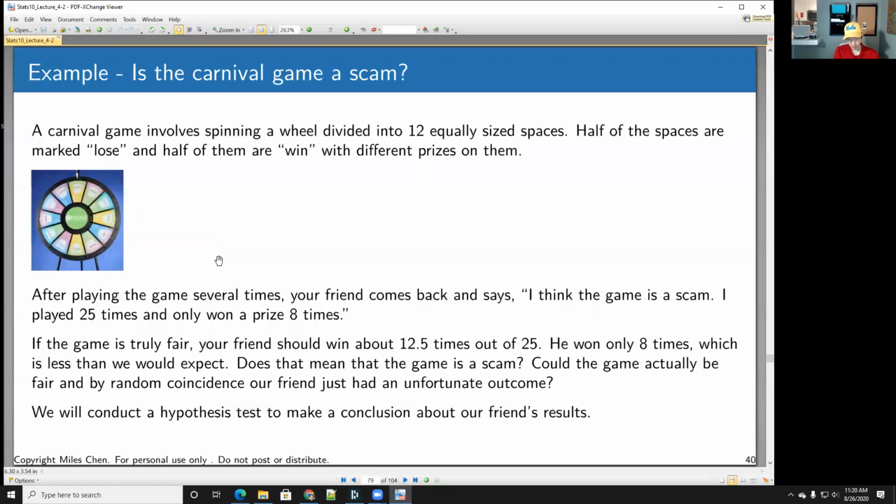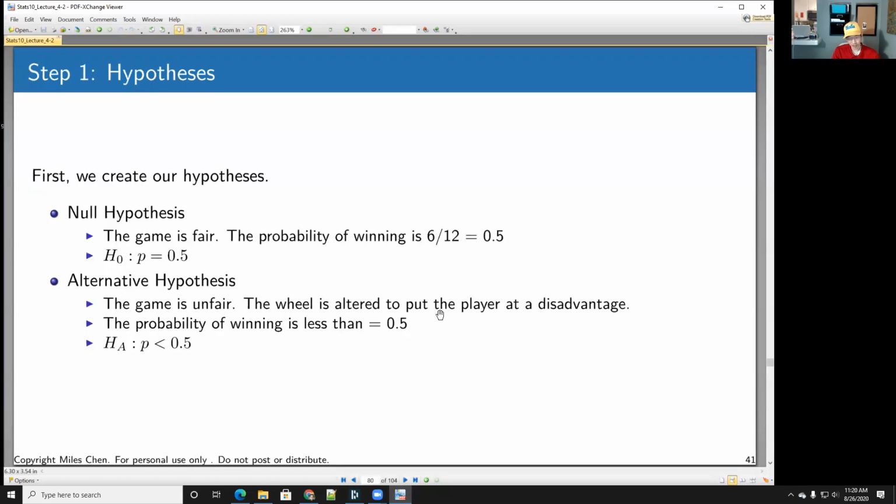And then in our case, we want to test the possibility that the game's a scam, okay? That somehow they did something to the wheel so that when you spin it, it's not going to win 50% of the time, but something less. And with carnival games at an amusement park, there's no gaming commission that says the people have to play fair, right?